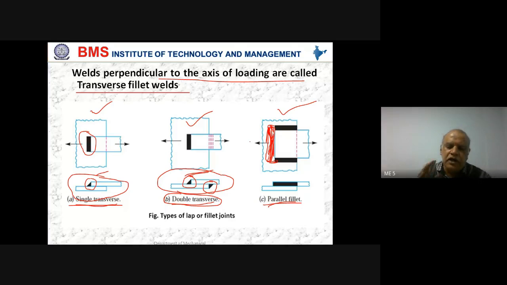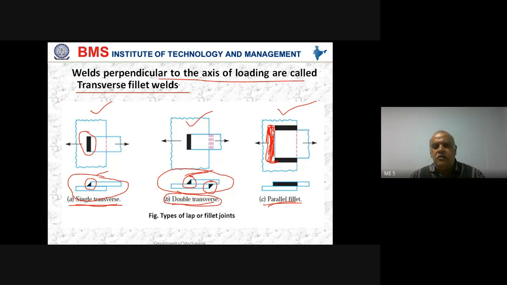So we have two types of welded joints: lap joint and butt joint, the basic classification. Then in lap joint, we have single transverse and double transverse fillet welds. Then we have parallel fillet welds. Please keep in mind, parallel fillet weld is one wherein the weld is parallel to the axis of loading, whereas in transverse fillet weld, the weld is perpendicular to the axis of loading.